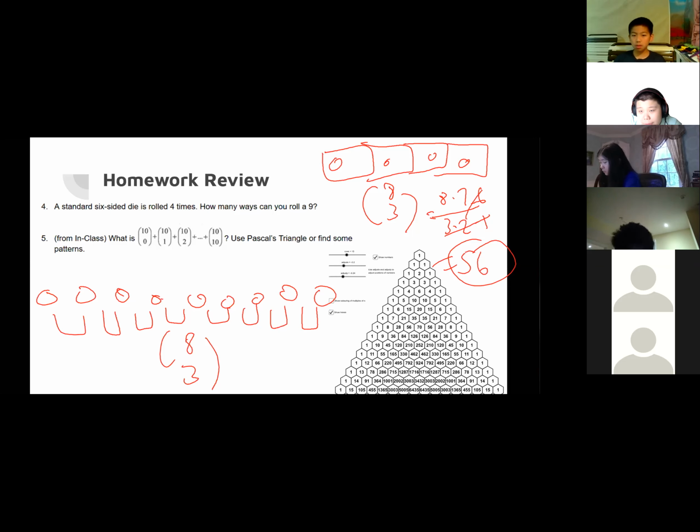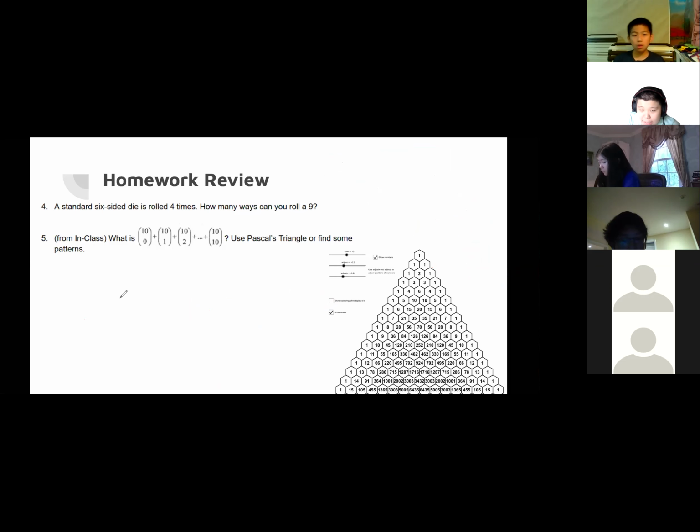Okay, so for the second problem, what is 10 choose 0 plus 10 choose 1 plus 10 choose 2 plus 10 choose 3, all the way up to 10 choose 10? It would be very hard to do all of these multiplications, but addition is easier than multiplication.